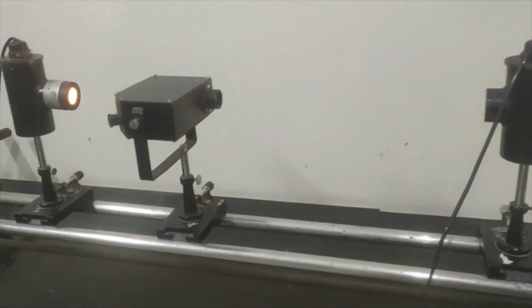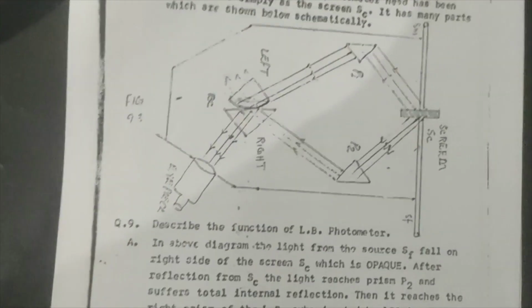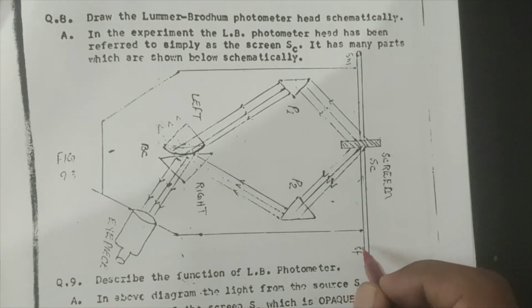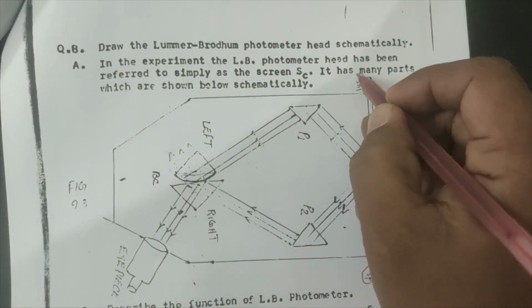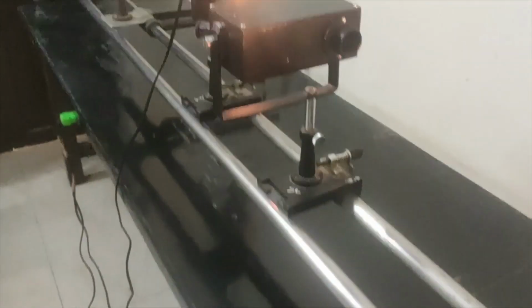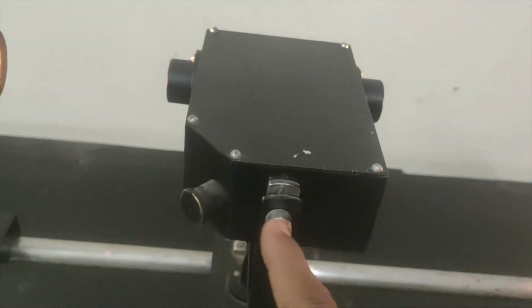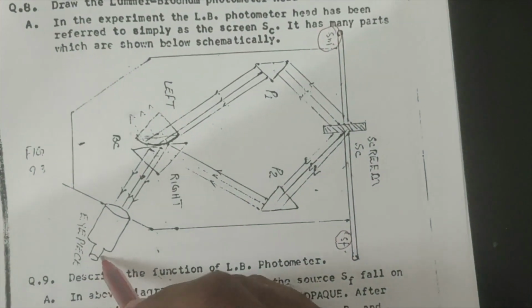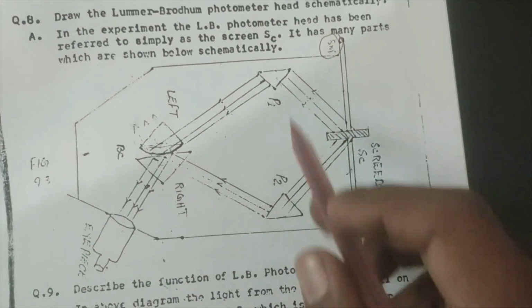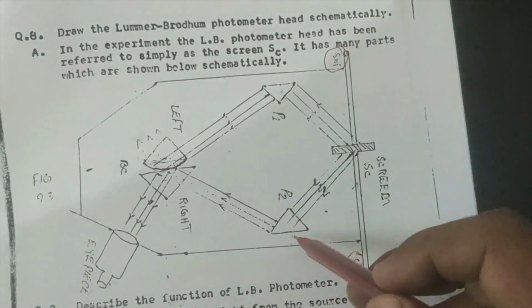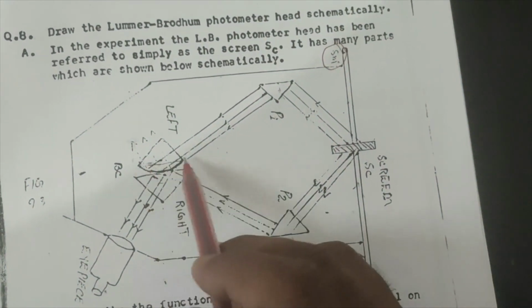It's a very simple experiment. As for what's inside the LB photometer, you can see the structure inside is like this. This is SF, the two sources, SF opening and SM opening. So this is what I have told you. This opening is towards the fixed source, and the other opening is towards the movable source. These are the two sources, and this is our eyepiece. So here is the screen. There are two prisms, one prism and one specially cut prism.